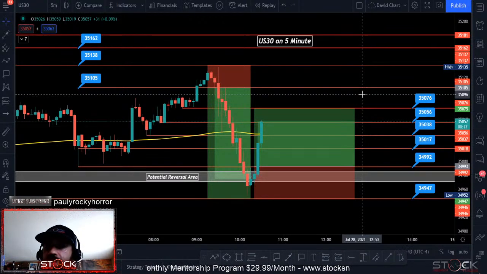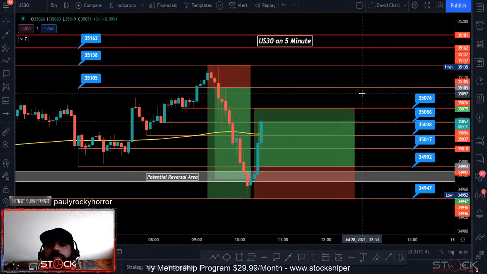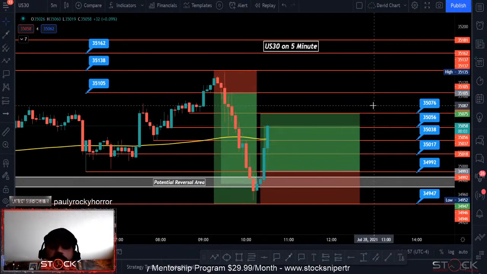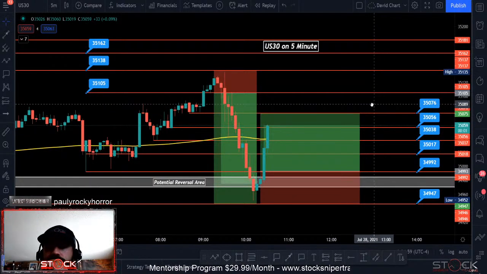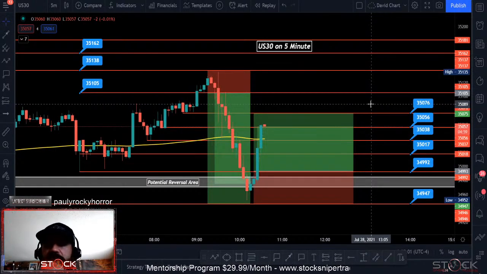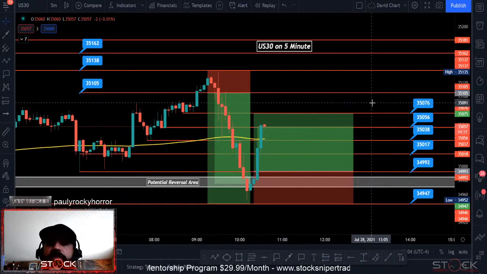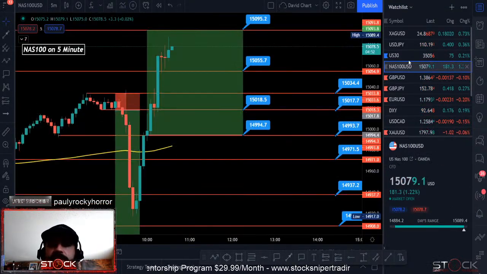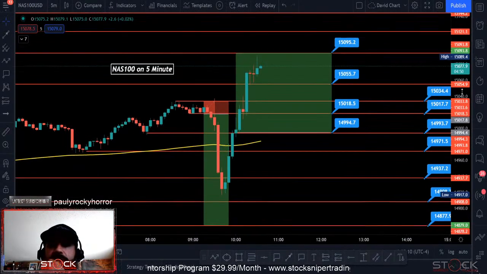Okay, let's go for 35,075 now. Okay, that's our next target. Next candle opens up bearish. Look for the retest here for the continuation. I want to see what's happening with NASDAQ. Slowly making its way up there, guys. Look at that.